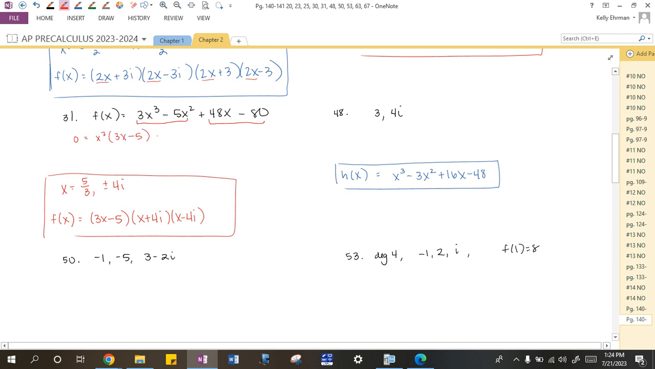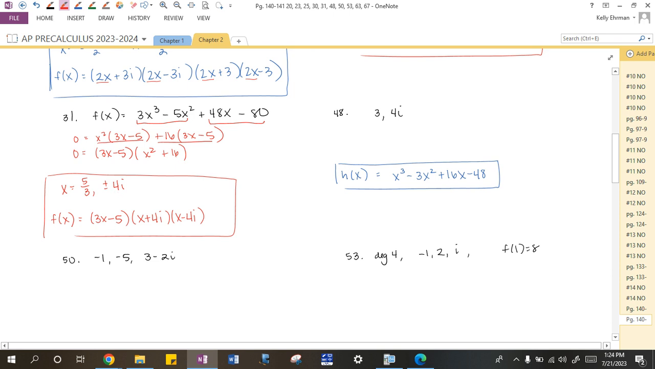And then I can factor out a plus 16 from the last 2 terms, which will also give me 3x minus 5. And now there's this GCF. So there's a second round of factoring where you factor out the 3x minus 5 GCF. And if you do that from this term, you'd be left with x squared. From this term, you're left with plus 16. So I can get the zeros, x equals 5/3 and plus or minus 4i.